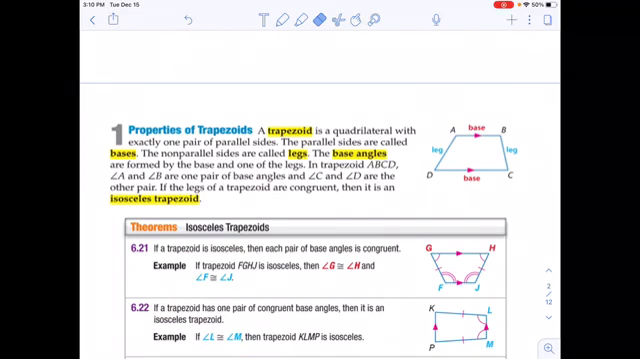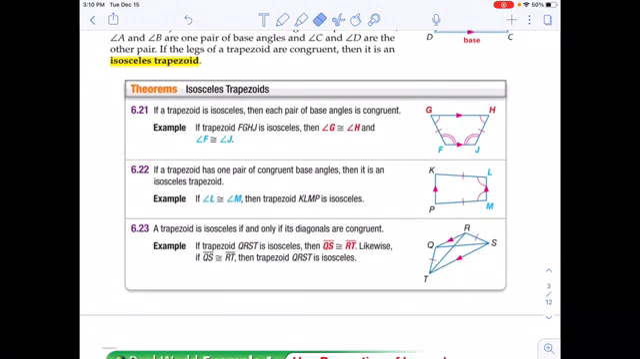The base angles are formed by the base and one of the legs. In trapezoid ABCD, angles A and B are one pair of base angles, and angle C and angle D are the other pair of base angles. If the legs of the trapezoid are congruent, then it is an isosceles trapezoid. So this one is not, but if they were, it'd be an isosceles trapezoid, and we have some theorems about isosceles trapezoids.